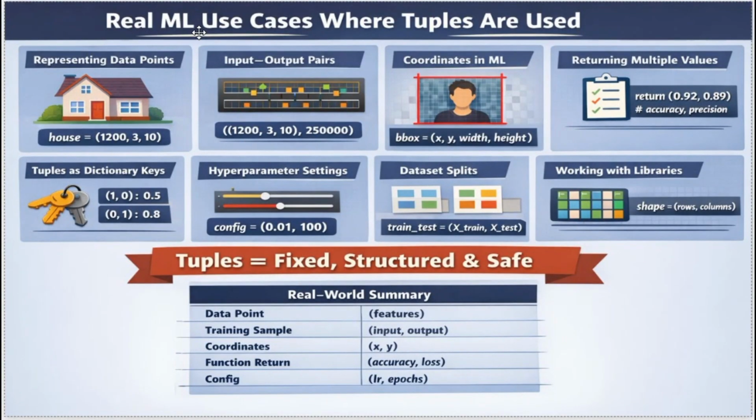Let's see some real machine learning use cases where tuples are used. Here the tuple represents features of a house. 1200 is square feet, 3 is number of rooms, 10 is age of house. When machine learning models predict house price, each house is stored like this. Tuple is used because these values belong together and should not randomly change.